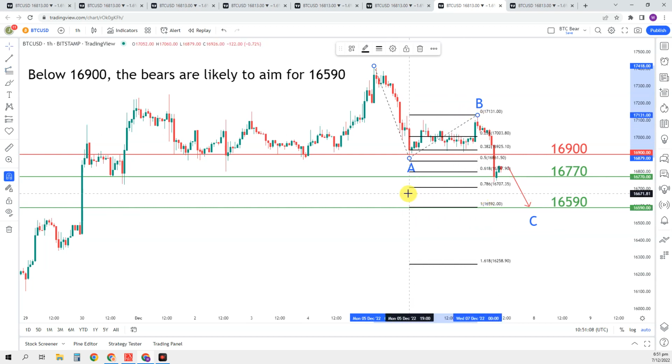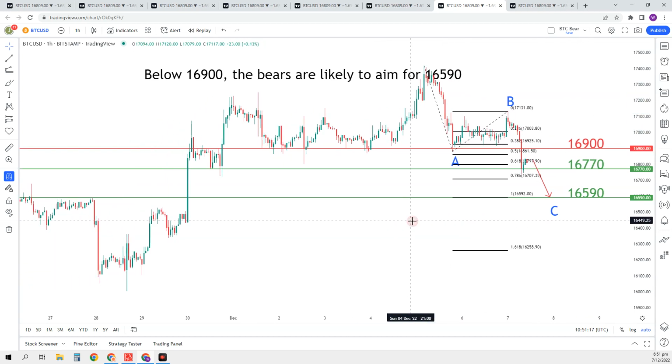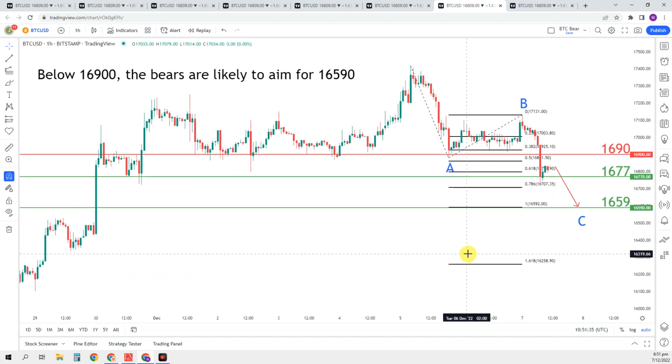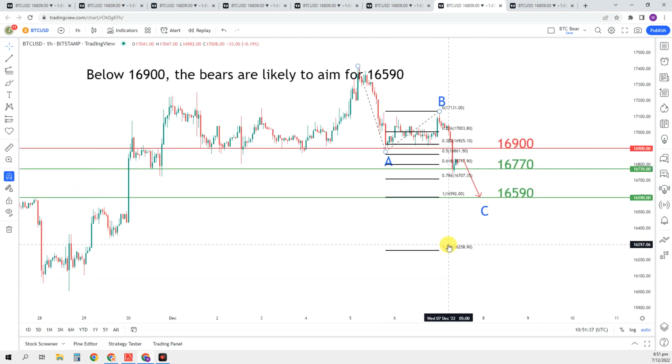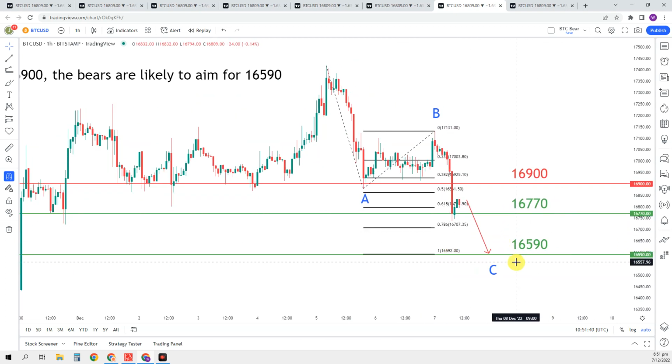So you can see this is the one-time projection of A that gives us the 16,590. And if I were to just scroll back a little bit, you can see that the 16,590 area actually served as a strong resistance before it was surpassed. Okay. So that's why this level is significant and can act as a target for the bears. And it might also induce the buyers to come in to buy the market.